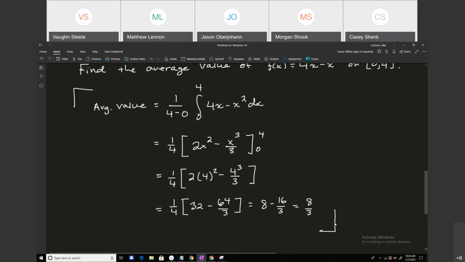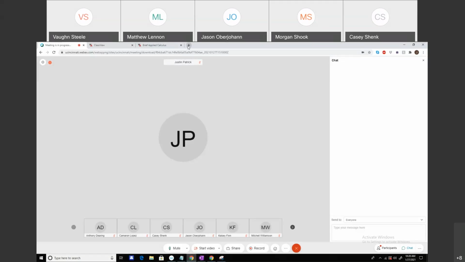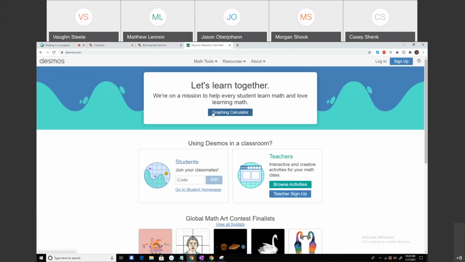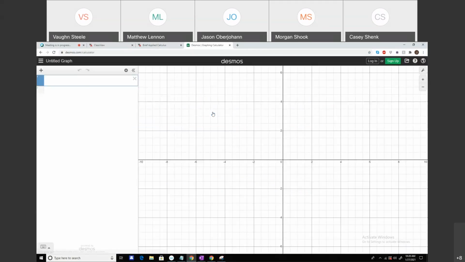Not too much to say there. I was trying to think if there's a way we could graph them and discuss anything interesting. I mean, we could look at, say, Desmos again, and look at the graph y equals 4x minus x squared. And we're concerned with this graph between 0 and 4.